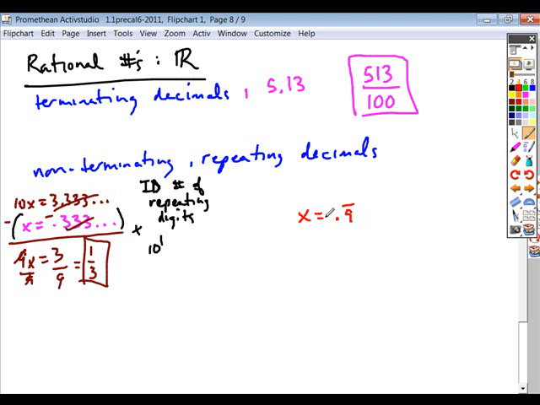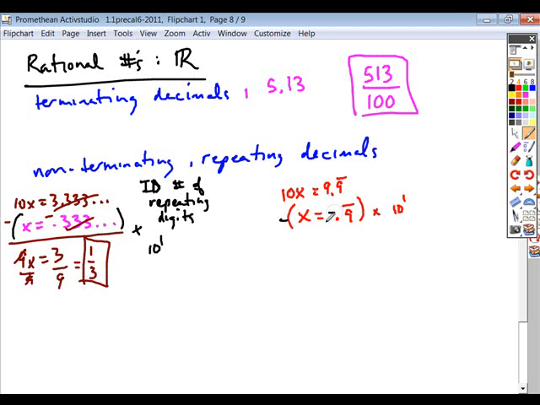Step 1, set it equal to x. Step 2, figure out how many digits repeat. Again, just 1. You're going to take 10 to that power and multiply both sides of your equation by that. So 10 times x is 10x. 10 times 0.9 repeating is 9.9 repeating. Again, we're just moving the decimal one place to the right.